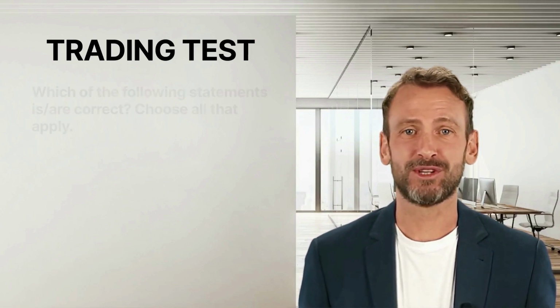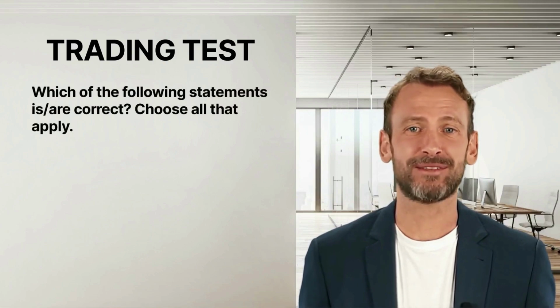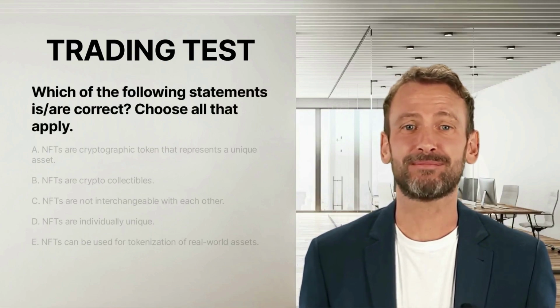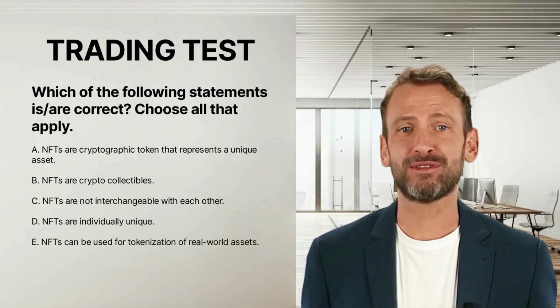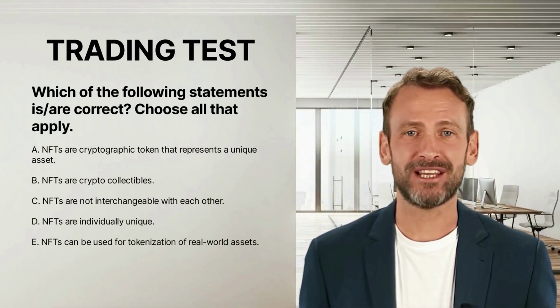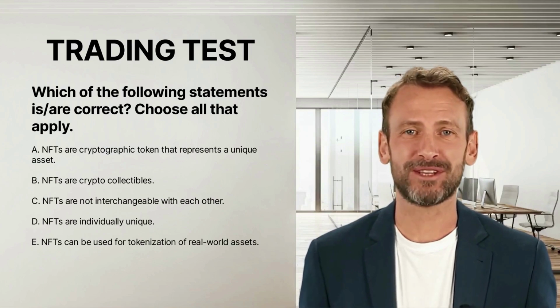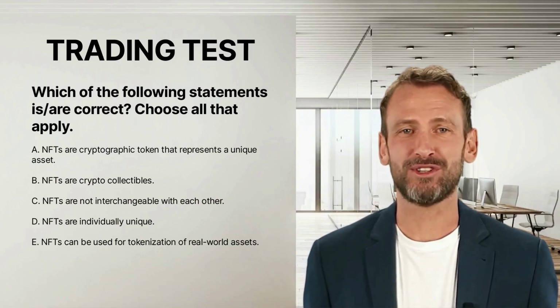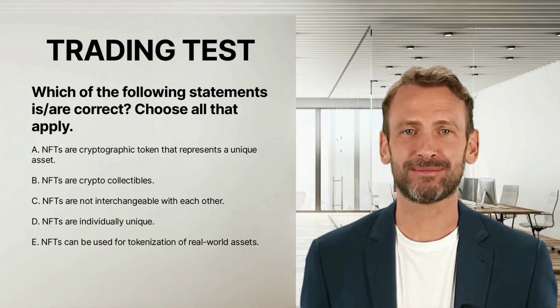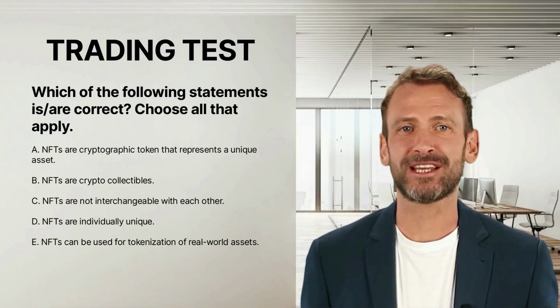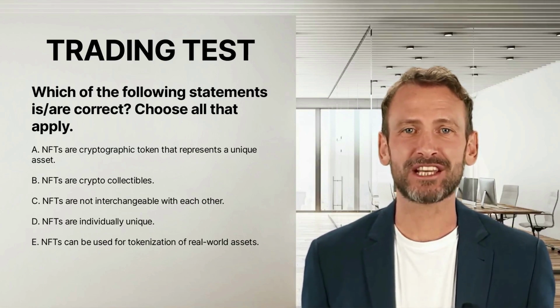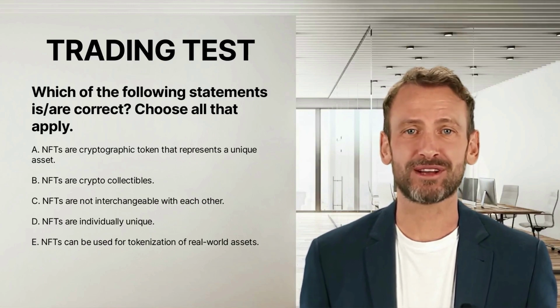Now, let's look at what you have learned in this class. Answer this question in the comments, and if it's correct, we'll let you know the lie. Which of the following statements is/are correct? Choose all that apply. A. NFT are cryptographic token that represents a unique asset. B. NFT are crypto collectibles. C. NFT are not interchangeable with each other. D. NFT are individually unique. E. NFT can be used for tokenization of real-world assets.